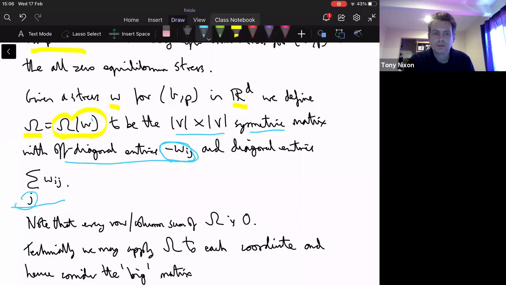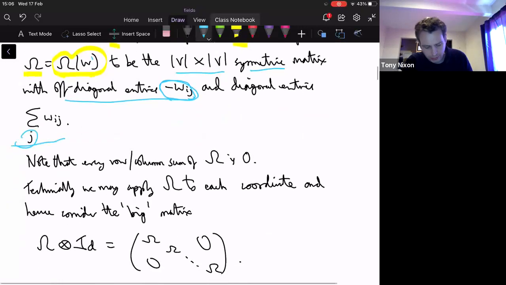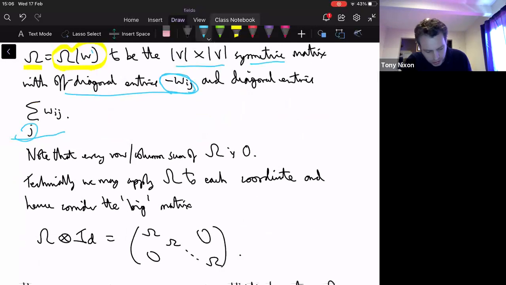Okay, we'll do a small example soon, but just to repeat what I just said, every row and column sum is 0. So this tells us something about the kernel of the stress matrix, which is going to be important for us. If you like, you could think about these stresses as applying to every coordinate, like we did when we worked out what an equilibrium stress was in a particular example.